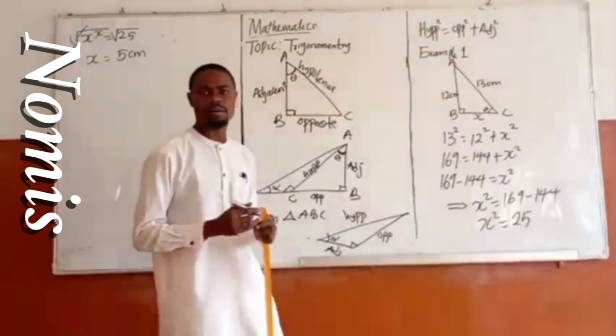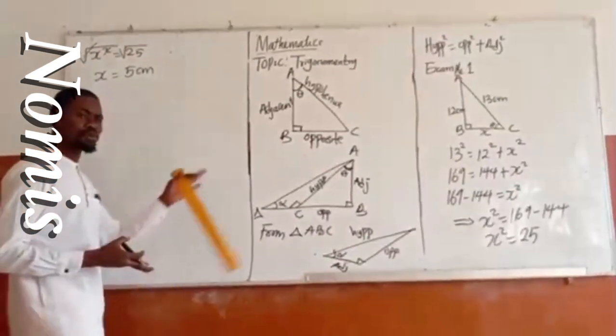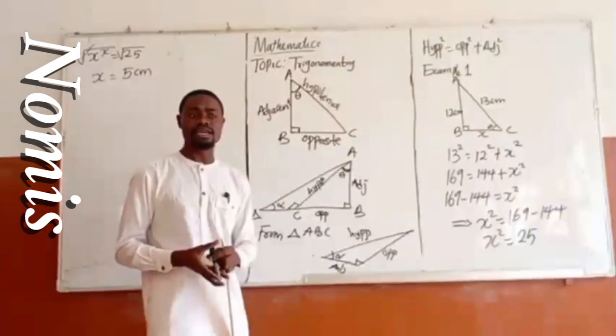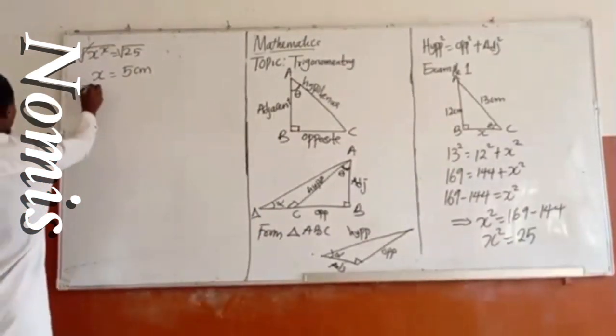You see where the Pythagoras theorem is coming from. Very, very easy. But some questions are not as simple as the way you see it like this. Some can have 2, 3, or 4 triangles. Let's take, for example, example 2.